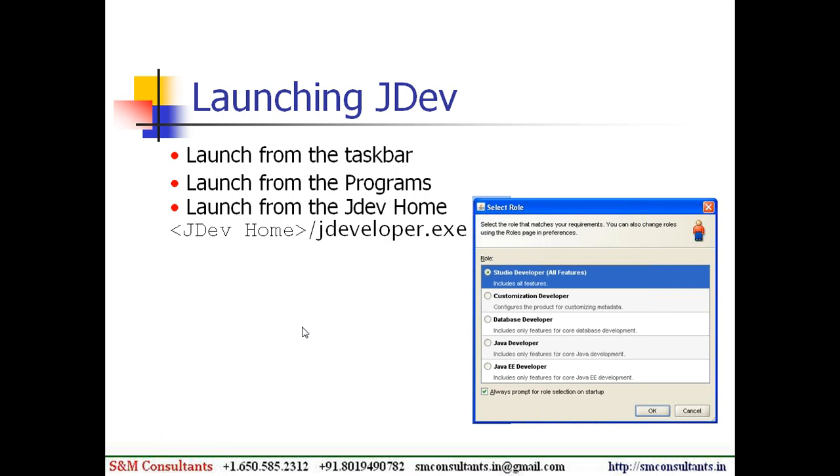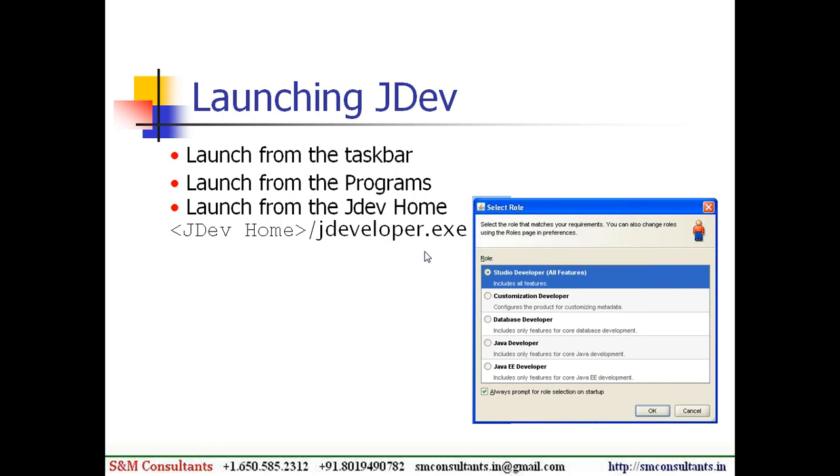Once JDeveloper has been installed, you need to execute it to work with it. In a Windows environment, you can launch it from the taskbar or the programs, or you can go to the JDev home and click on the file jdeveloper.exe. If you are on a Linux instance, then you again go to the JDev home, and there would be a file called jdev.sh. You will be launching that file, and once you launch it, the JDev will start working.